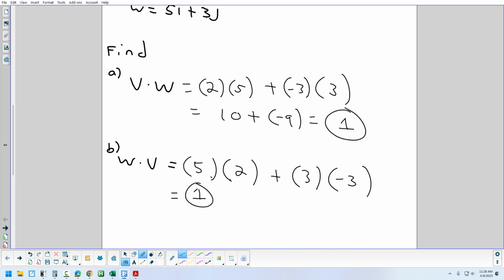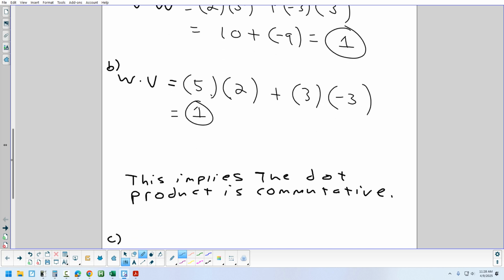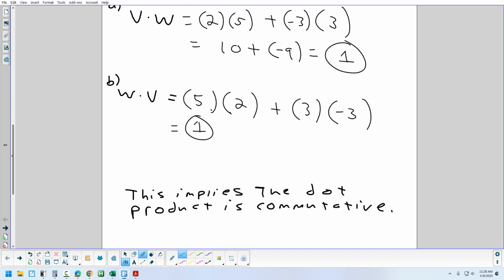Because you can switch the order and it comes out the same, what do you think that means about the dot product? It's commutative. It doesn't prove it's commutative. It means it works that one time. But I will tell you it works all the time. Okay, the dot product is commutative.